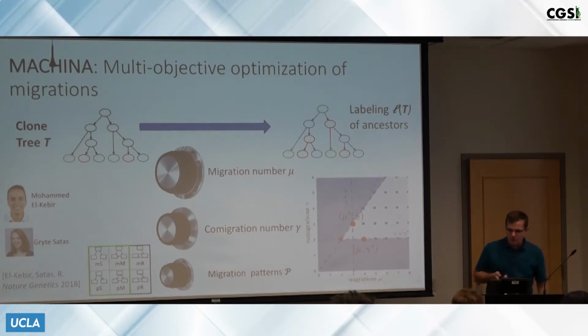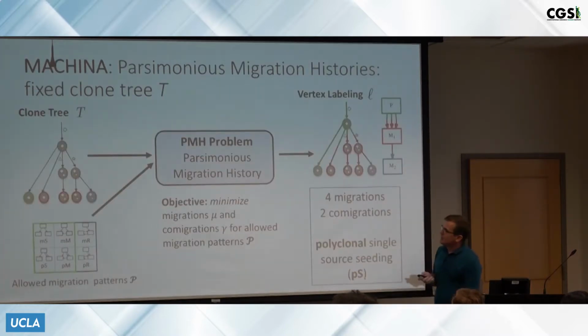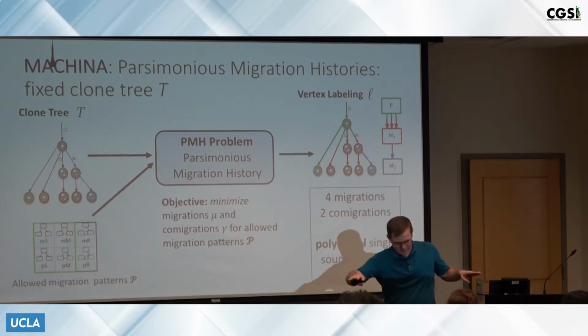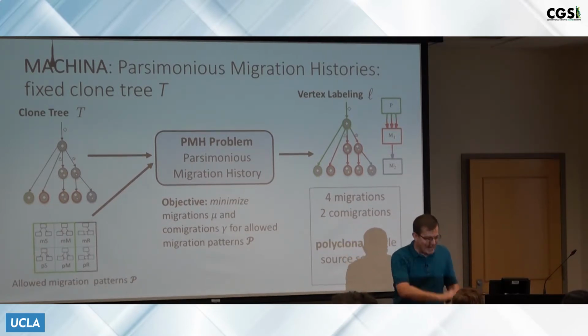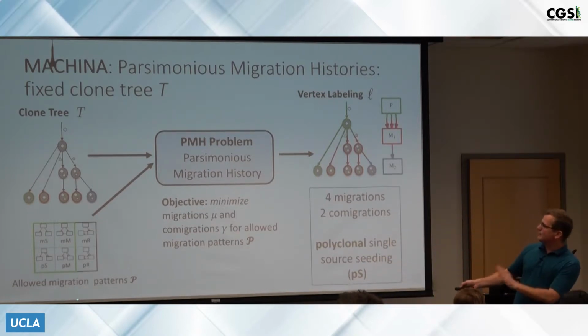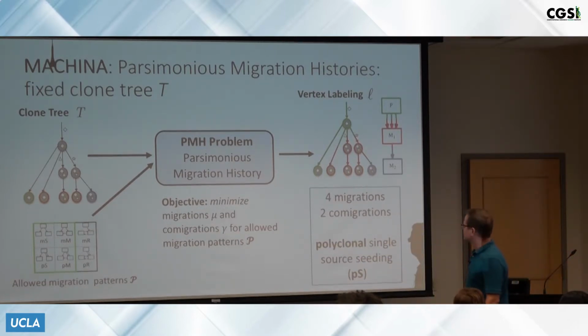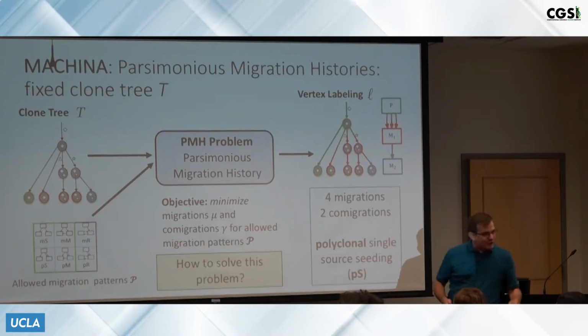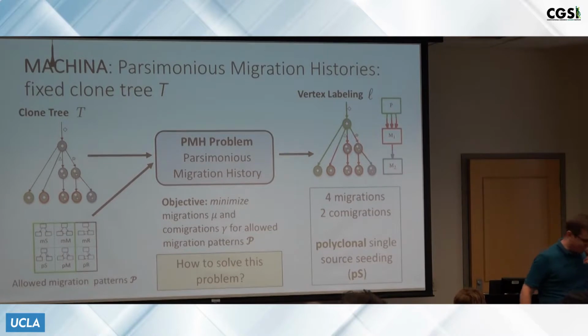Okay, so just to show one version of this. Here's, minimize the number of migrations first. As a secondary objective, if you have patterns with the same number of migrations, then secondarily minimize the number of co-migrations and require that there's a specific pattern. Okay? So now we can try to solve that. How would we solve this problem? It's a different problem. How do we solve this?